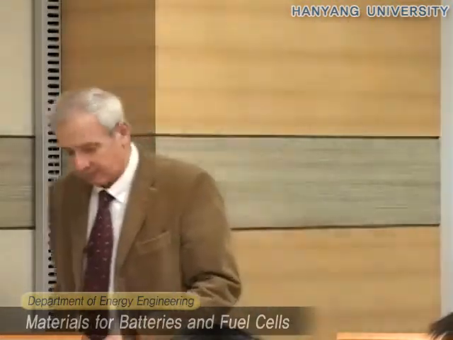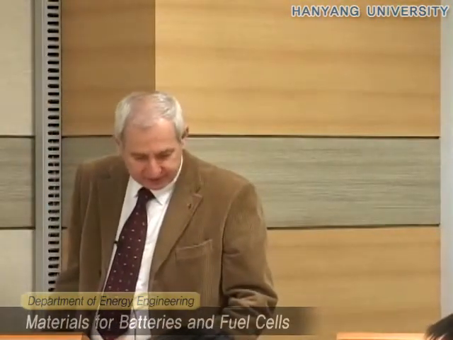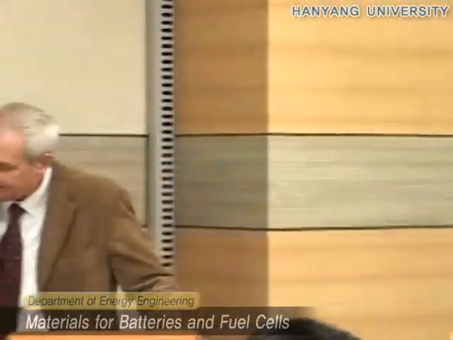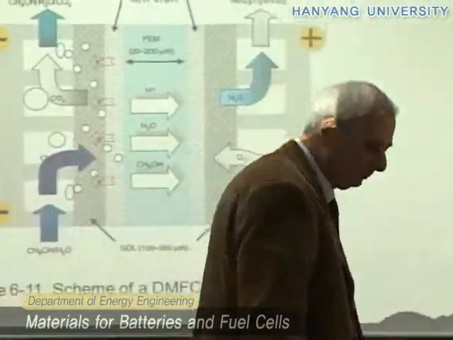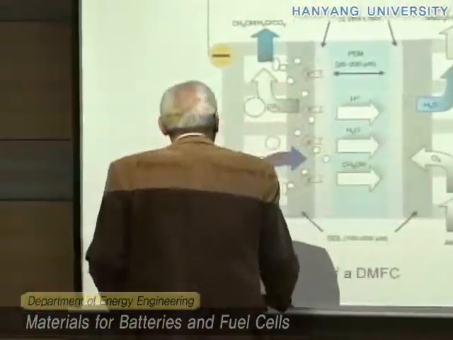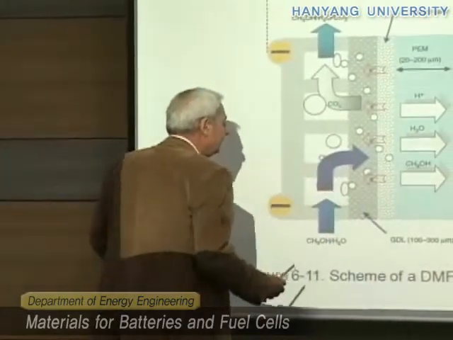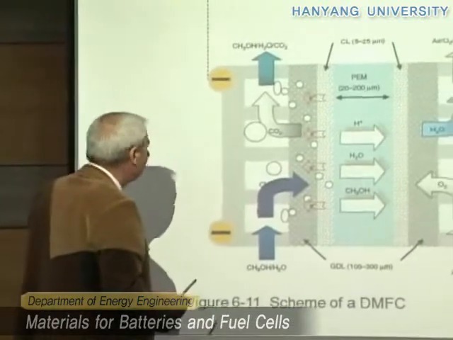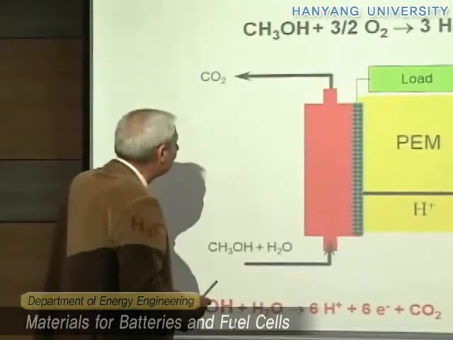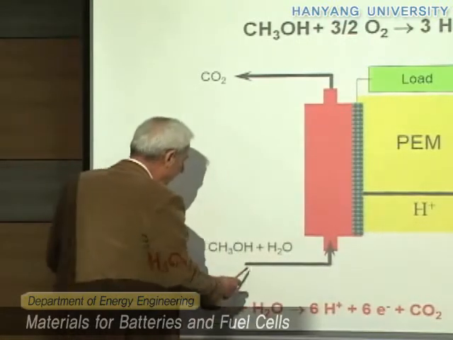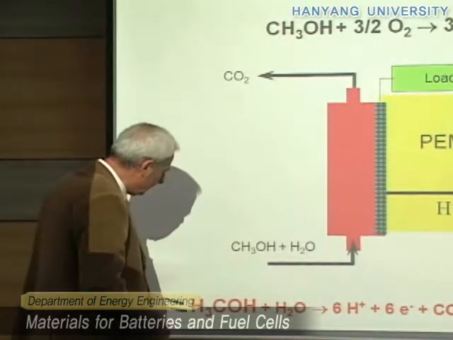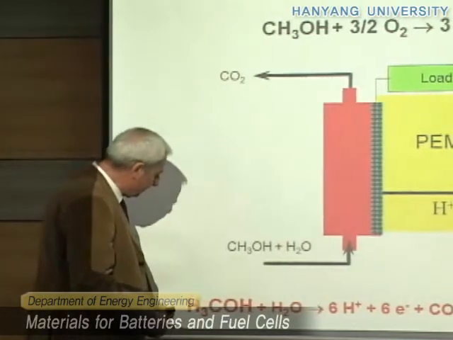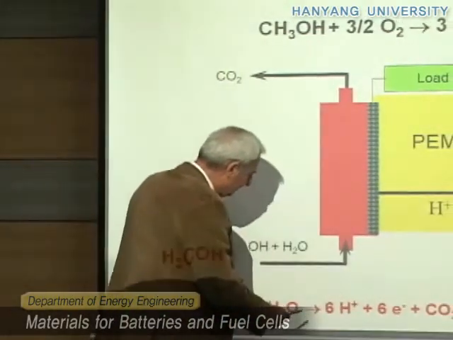Okay, this is how a direct methanol fuel cell works. Here is the fuel coming in. The fuel comes in as a mixture of methanol or ethanol and water, and this is the reaction which takes place here. You see, we have oxidation with the formation of CO2 and protons.